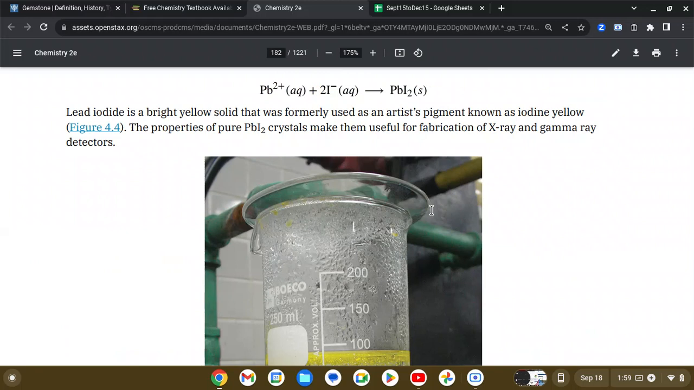Lead iodide is a bright yellow solid that was formerly used as an artist pigment known as iodine yellow. The properties of pure PbI2 crystals make them useful for fabrication of X-ray and gamma ray detectors.